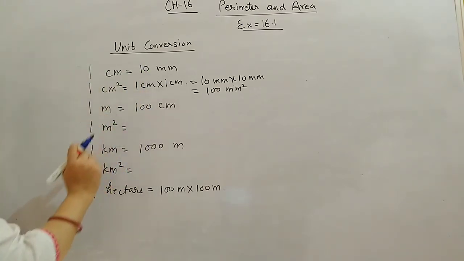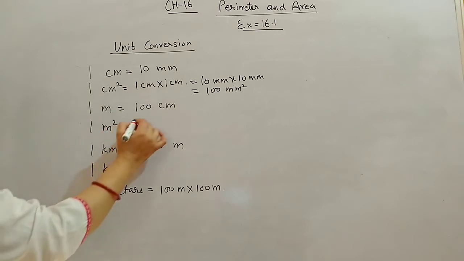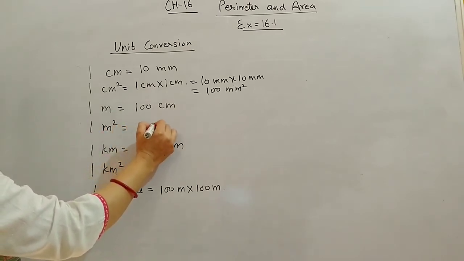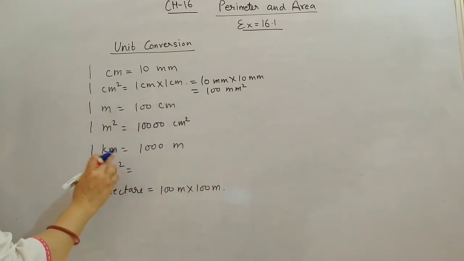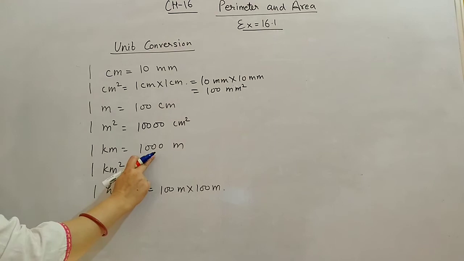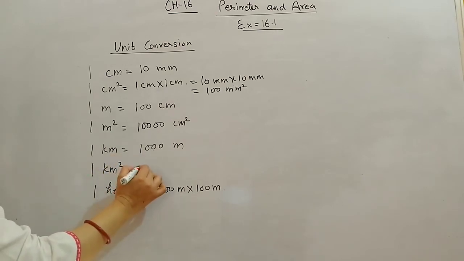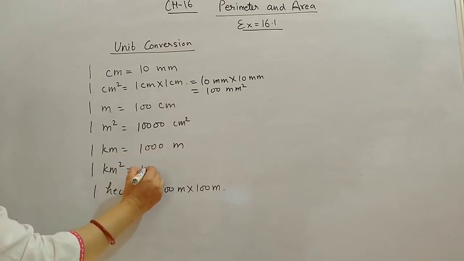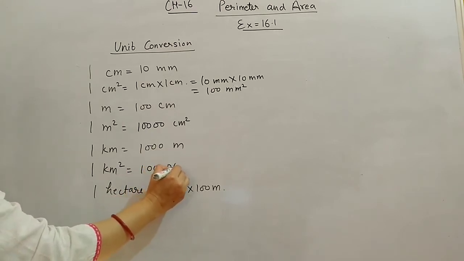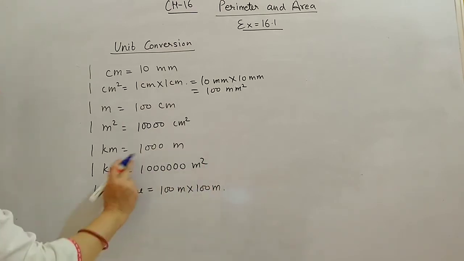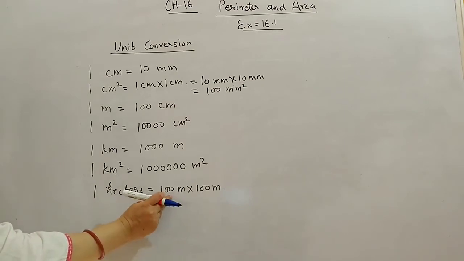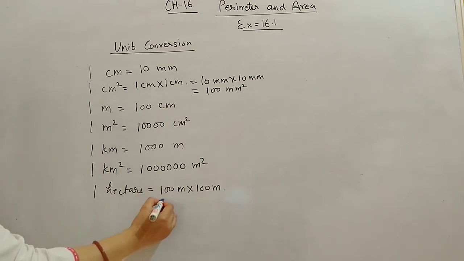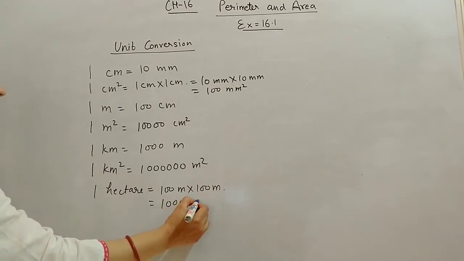It means when you are changing the unit of area, in that case you have to just double the zeros. Here 1 meter is equal to 100 centimeter. So 1 meter square will be 100 into 100, means 10,000 centimeter square. Double these two zeros. 1 kilometer is equal to 1000 meter. So 1 kilometer square will be, after 1 here 3 zeros are there, it means here 6 zeros will come, meter square. Like this you have to change the unit. And one more unit of area we have here, hectare. 1 hectare means 100 meter into 100 meter, which is equal to 10,000 meter square.